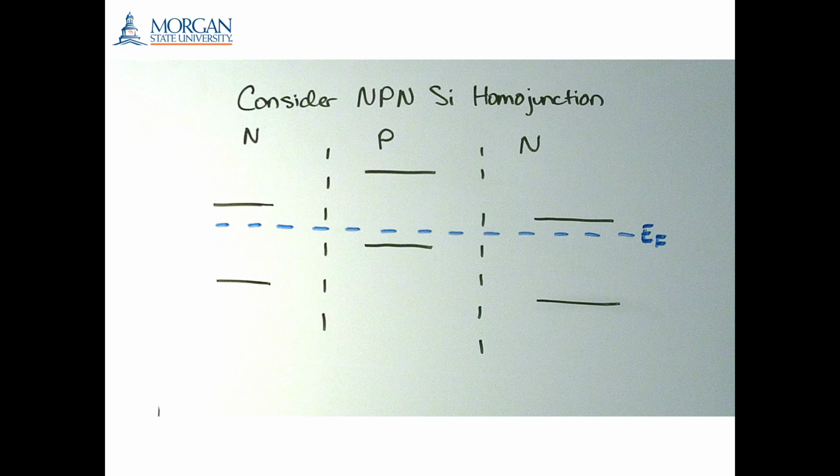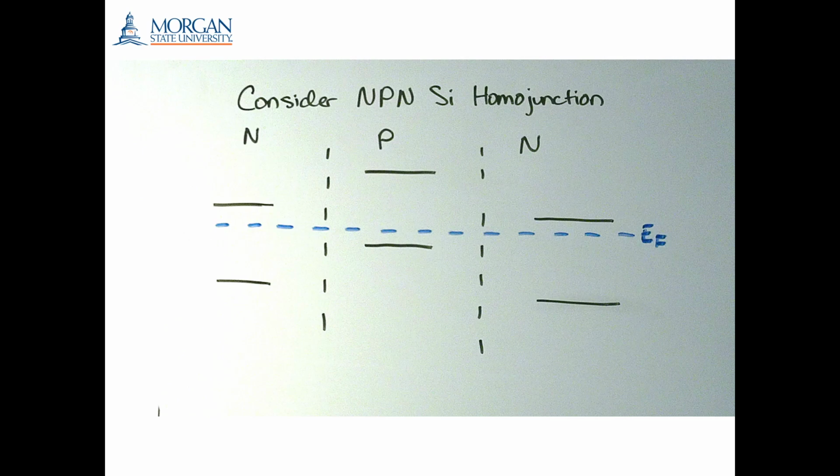What you see here on the left is an n-type, in the center is a p-type, and on the right is an n-type device. You always start by drawing your Fermi energy level. You draw it flat whenever you're dealing with a homojunction. Then you draw the flat band regions relative to their doping. In the n-type region, I drew the conduction band closer to the Fermi energy level, and in the p-type region, I drew the valence band closer to the Fermi energy level. The Fermi energy level is flat.